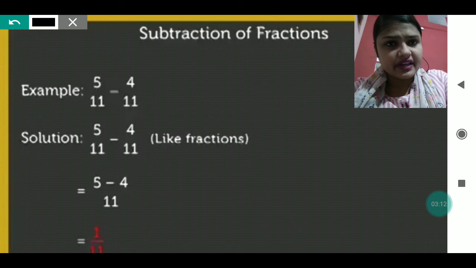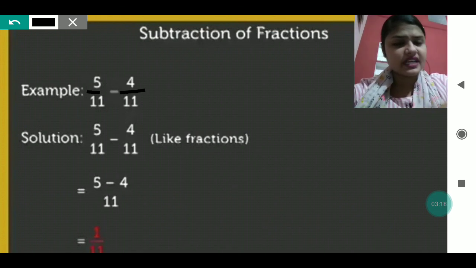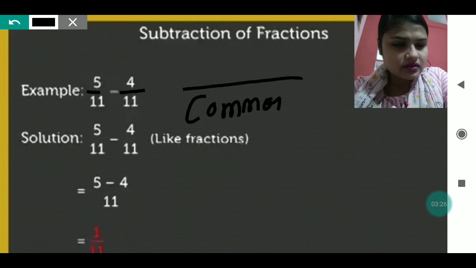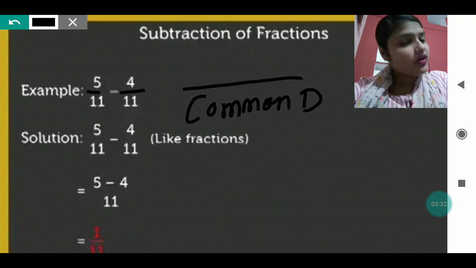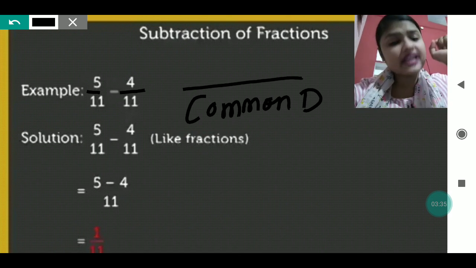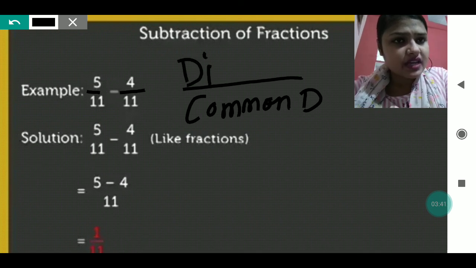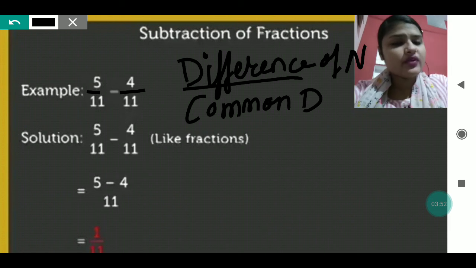This is the question written, 5 by 11 and 4 by 11. Two numbers are given. We already know the formula: common denominator and sum of the numerators. This we do when we are finding the total. But here something will change. In place of the sum, we will find the difference of the numerators.